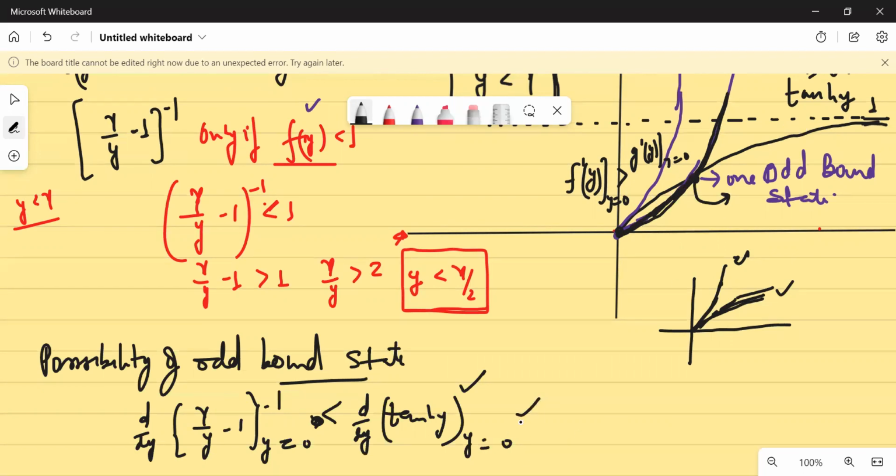So what is the possibility that there will be one odd bound state? One thing is clear, that y should be less than gamma by 2. That is very much clear, because otherwise there will be no solution. So you have to remember this anyway.